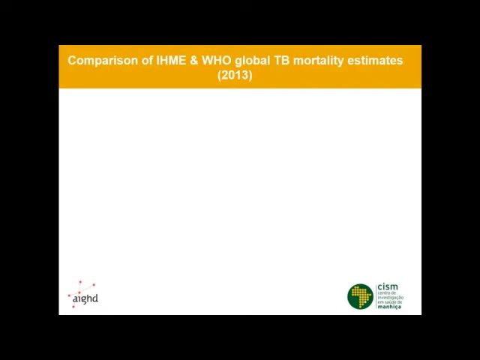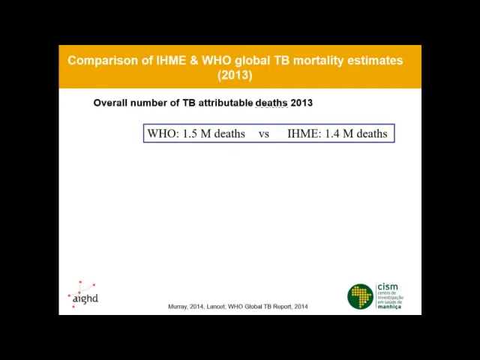There is one article published by the Institute of Health Metrics specifically on tuberculosis, which was dealing with data from 2013, and that allowed a comparison with WHO data. With data from 2013, WHO estimated 1.5 million deaths, and the Institute of Health Metrics estimated 1.4 million deaths. So they are quite similar.